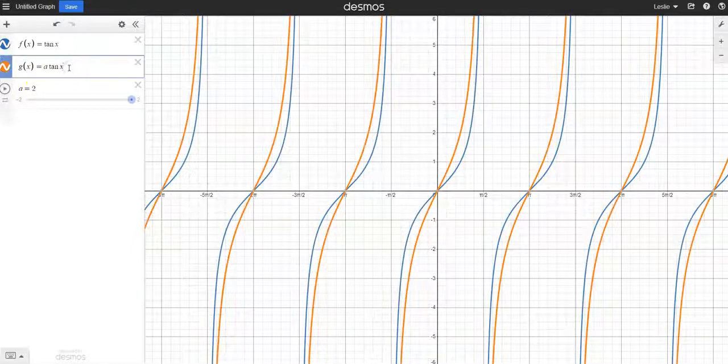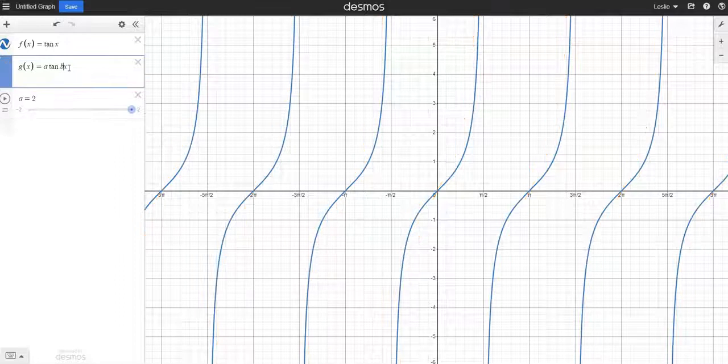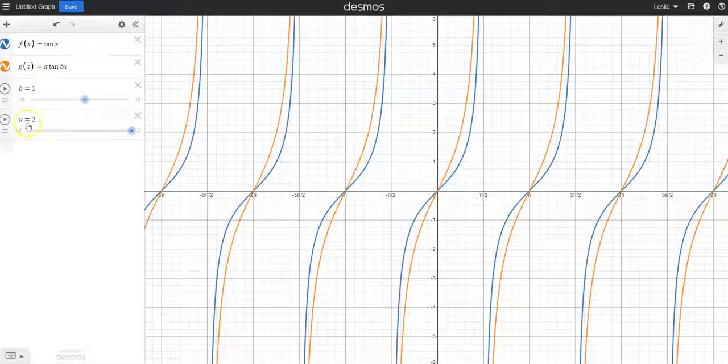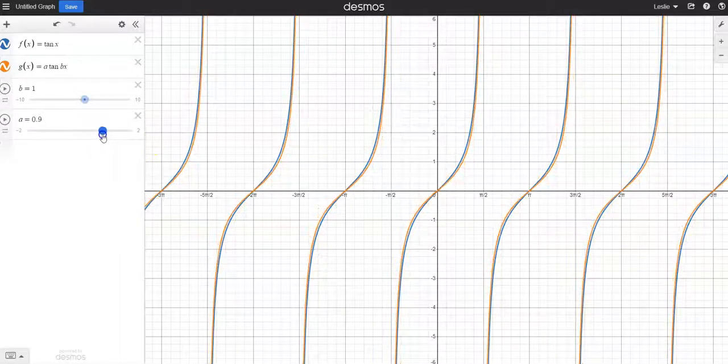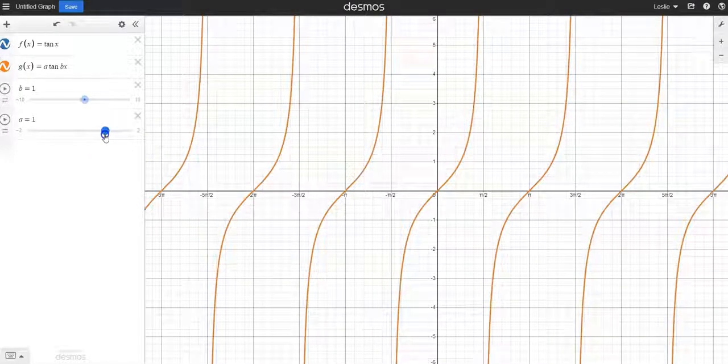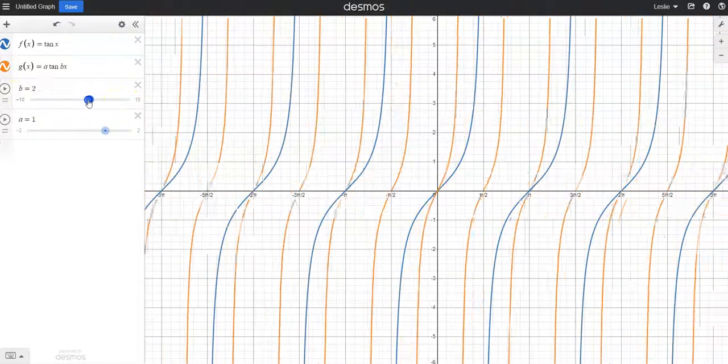Now, I can also add a number in front of the x, in front of the argument. And it asks me, do I want to add a slider for that one? And I say, sure. I'm going to set A back to 1. And then I'll animate B. Now B is going from negative 10 to 10 at the moment, but let's just see what happens. I'll slide it manually first.